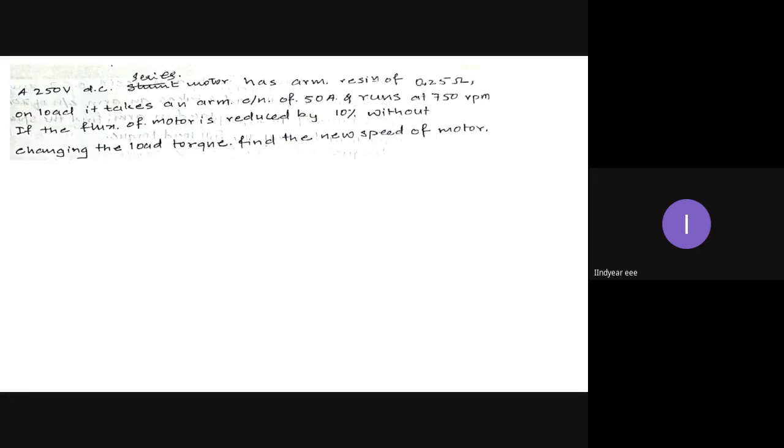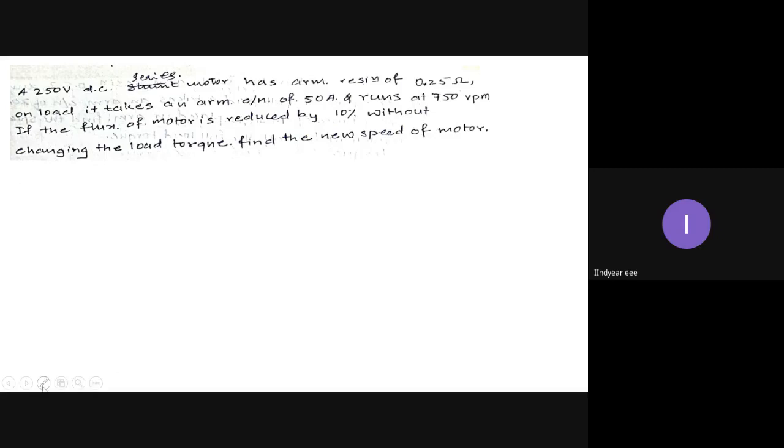In today's class we will solve a few examples on DC motor speed control. The statement I have already written. A 250-volt series motor has armature resistance of 0.25 ohms. On load, it takes an armature current of 50 amperes and runs at 750 RPM. If the flux of the motor is reduced by 10% without changing the load torque, find the new speed of the motor. So this is a DC series motor.